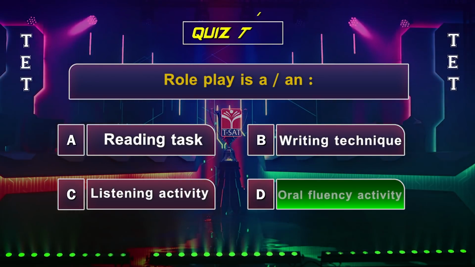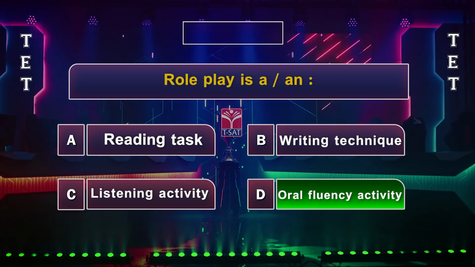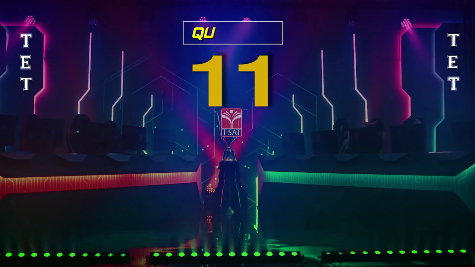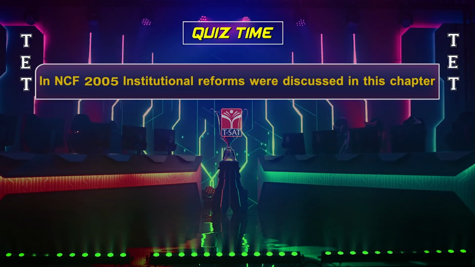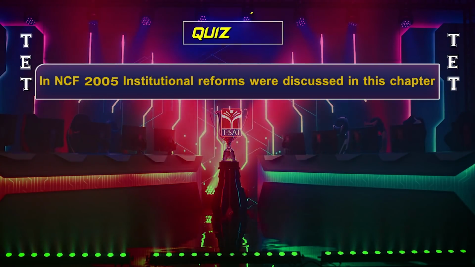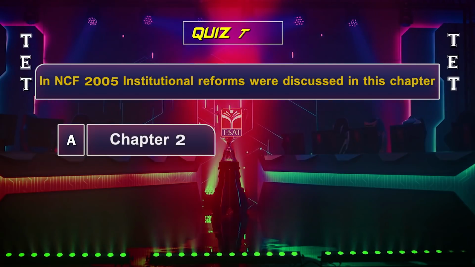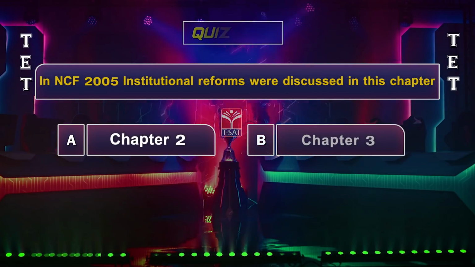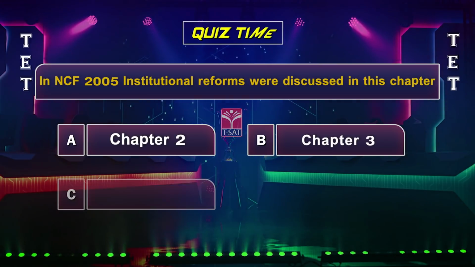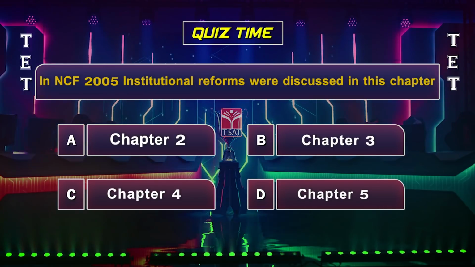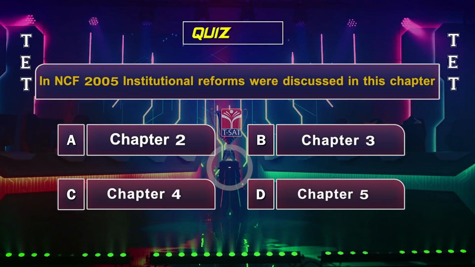The correct answer is option D, oral fluency activity. 11th question. In NCF 2005, institutional reforms were discussed in this chapter. Option A, Chapter 2. Option B, Chapter 3. Option C, Chapter 4. Option D, Chapter 5. Your time starts now.